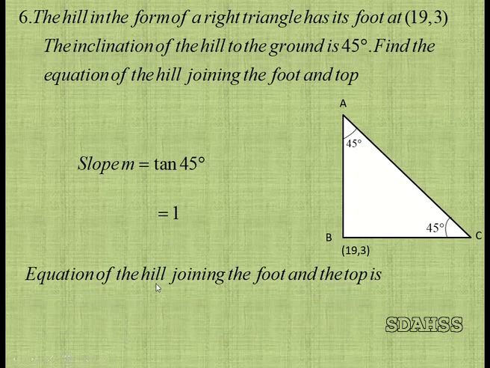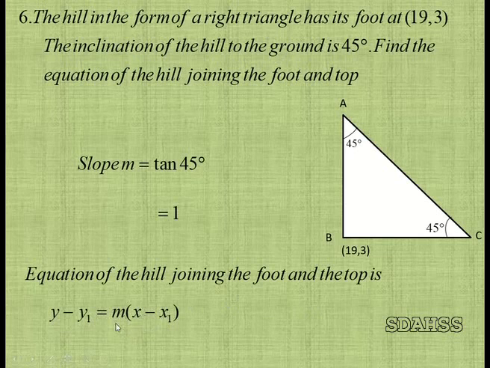Then equation of the hill joining the foot and the top is y minus y1 is equal to m into x minus x1. Here one point and one slope is given. So you have to use slope point form. Slope point form is y minus y1 is equal to m into x minus x1. Substitute the values. This is x1, y1. So y minus, in the place of y1 you have to substitute 3, which is equal to, in the place of m substitute 1 into x minus 19.